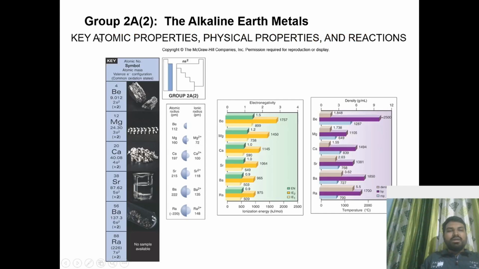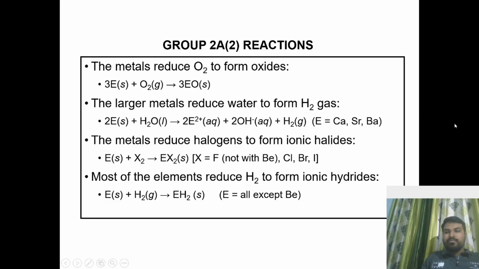Now these are the key atomic properties, physical properties and reactions of the alkaline earth metals. These are the properties I have given over here. As we see, down the group, ionic radius increases and electronegativity also increases, and density decreases. These are the reactions of group 2A elements.